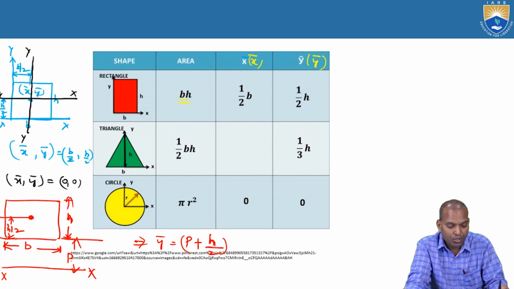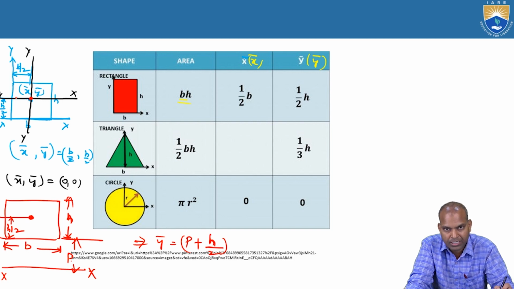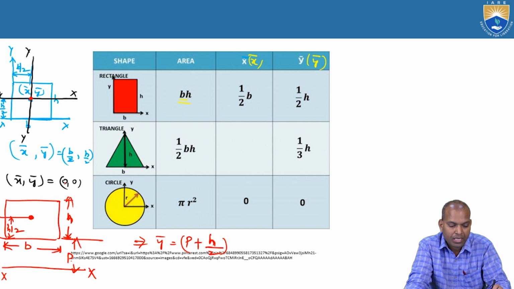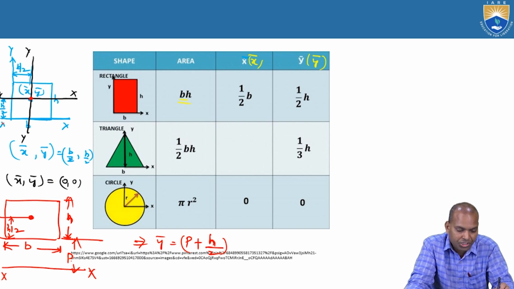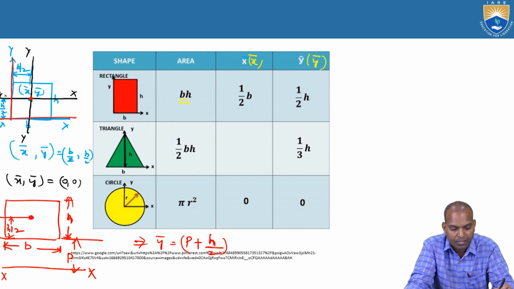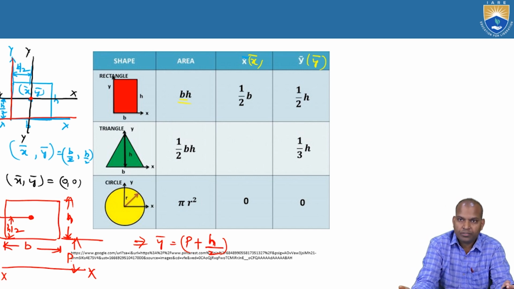Similarly, suppose the reference axis passes through the centroid of this rectangular section, then x bar and y bar are 0, 0. And if you consider x bar with the reference axis at the base, and the y reference axis at the adjacent side, that is the height h, then x bar is b by 2 and y bar is h by 2. Okay. Now similarly, we are going to the triangle.